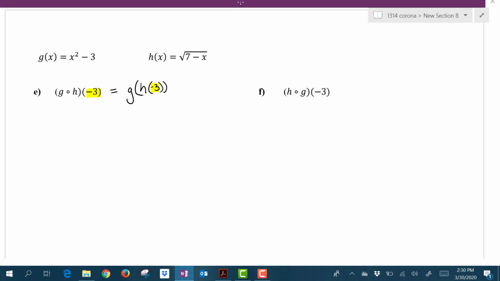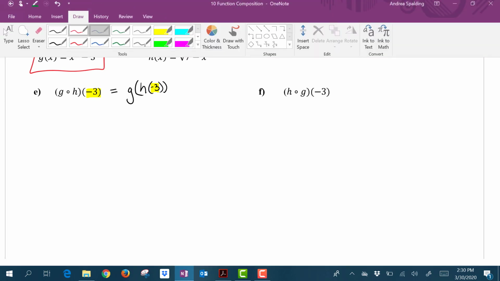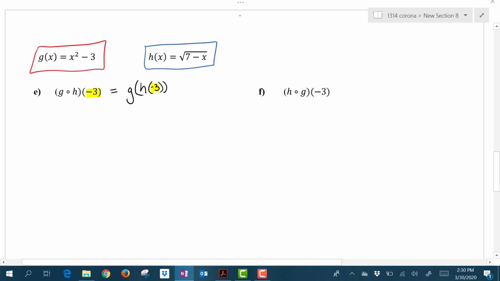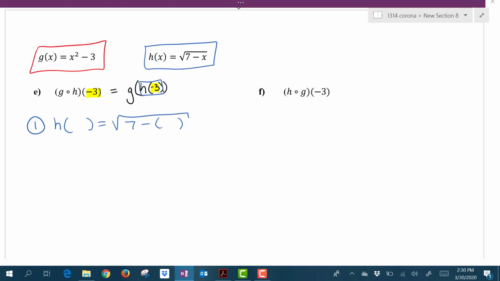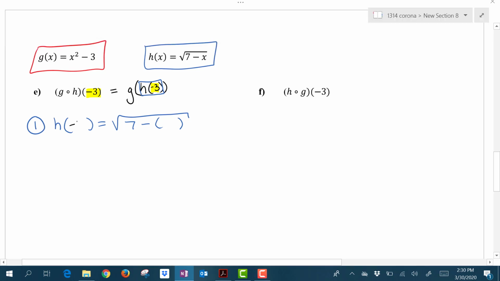Alright, let's color code a little bit here. I'm going to call the first function G, we'll call that our red function. The H function, we'll have that in blue. Alright. So step 1 says to put the number into the inside function. So the inside function there is the H function, and I'm going to write that as the square root of 7 minus parentheses. And inside of those parentheses, you want to be careful here, we're dropping in a -3. Not just a 3, but a -3.